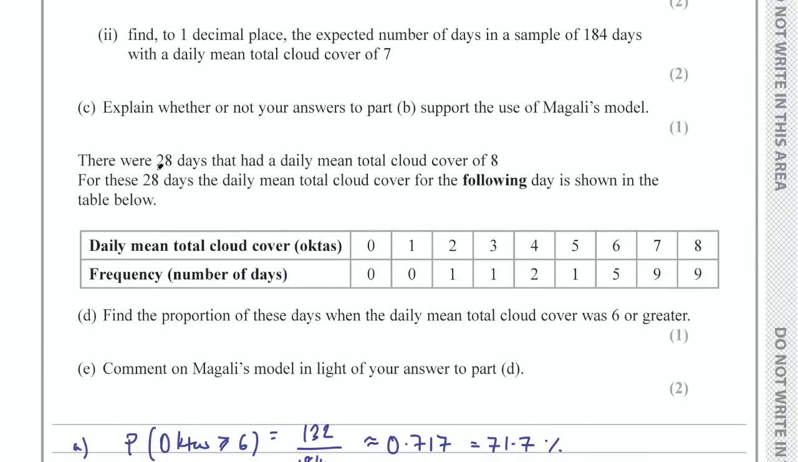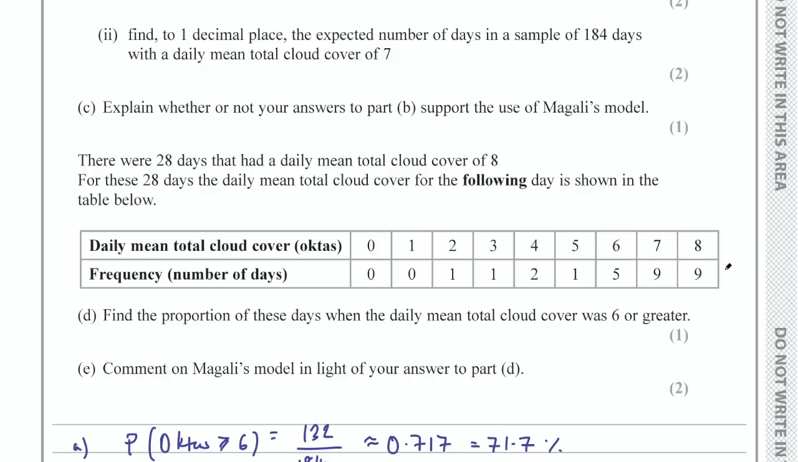Part D says there were 28 days that had a daily mean total cloud cover of 8. For these 28 days, the daily mean total cloud cover for the following day is shown in the table below. Find the proportion of these days when the daily mean total cloud cover was 6 or greater. So these are days after a previously very cloudy day with an octa of 8. This is kind of a conditional probability, if you like.